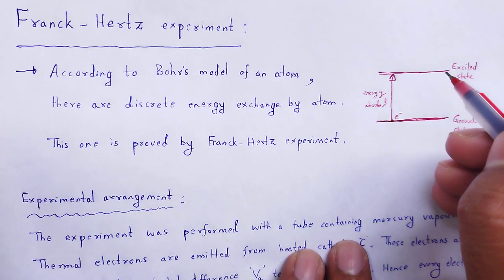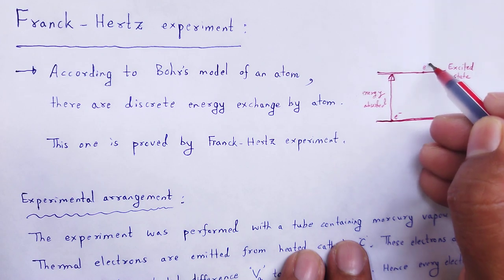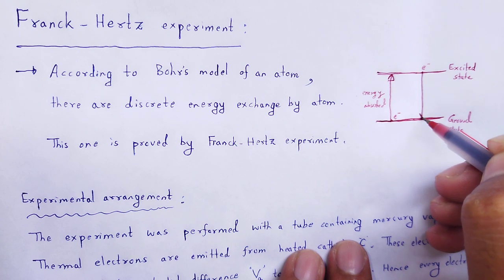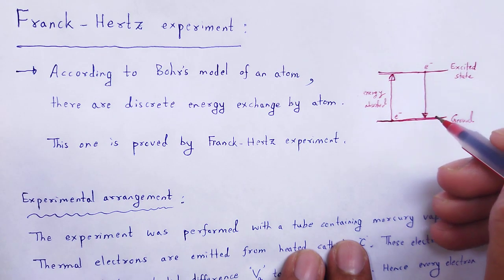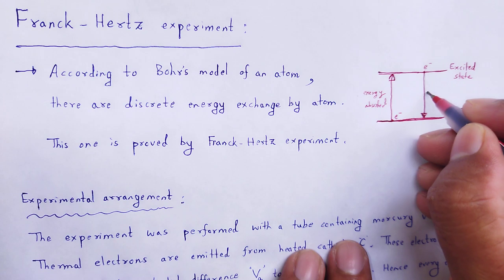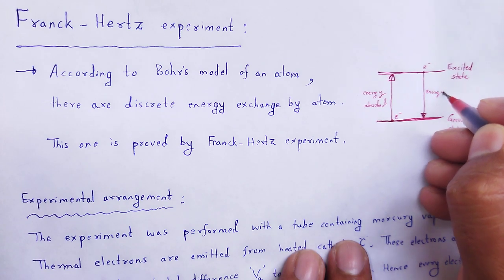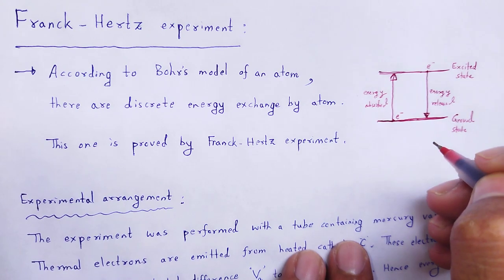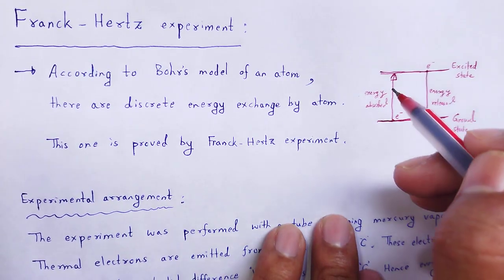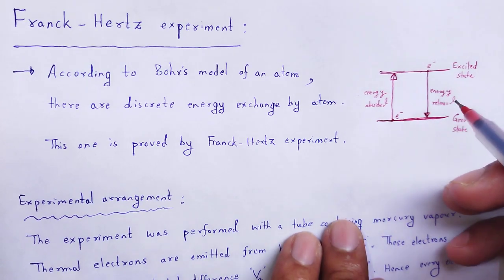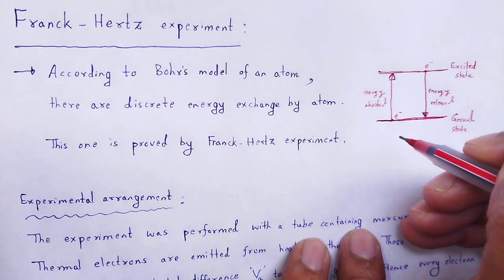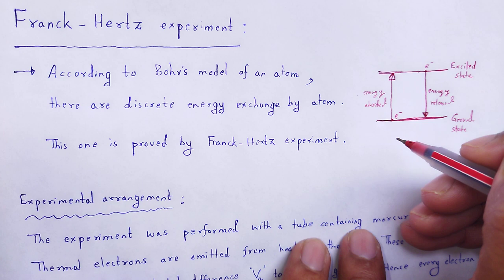At the same time, when the electron in the excited state releases energy, it transforms to its ground state. Here, energy is released. Either energy is absorbed or energy is released, that energy is absorbed and released in the form of quanta of energy.